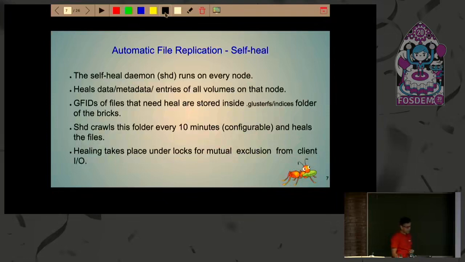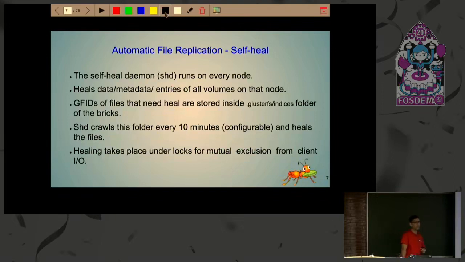The self-heal daemon I was telling you about is responsible for ensuring that the missed writes are actually healed onto the bricks when they come up. The self-heal daemon runs on every node of the cluster, and it heals data, metadata, and entries that were missed when one of the bricks was down. There are two ways to do the heal. One is to crawl the entire file system, which is a really stupid way of doing it.